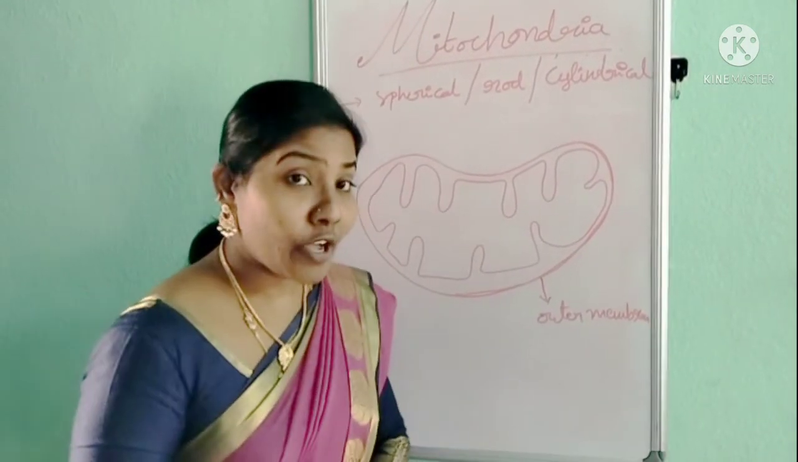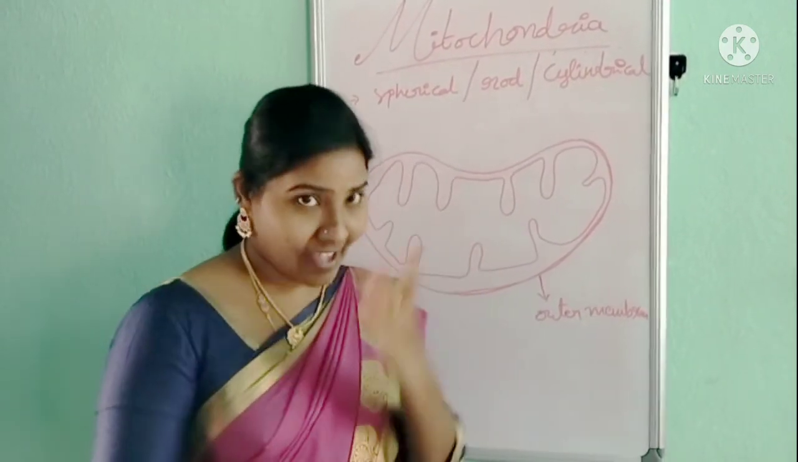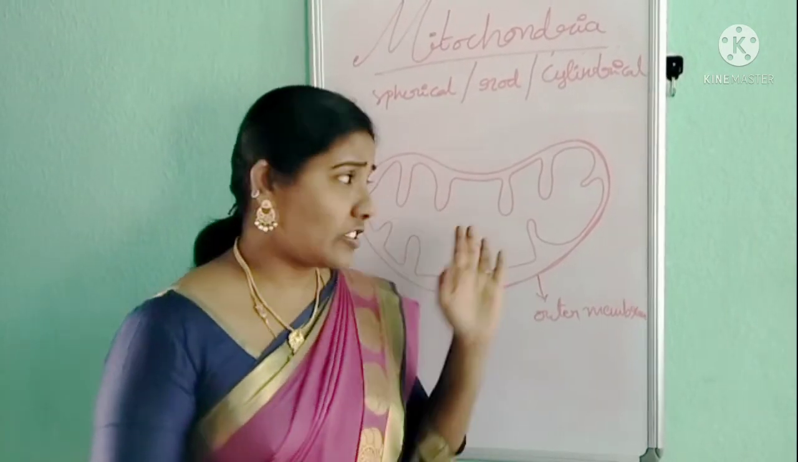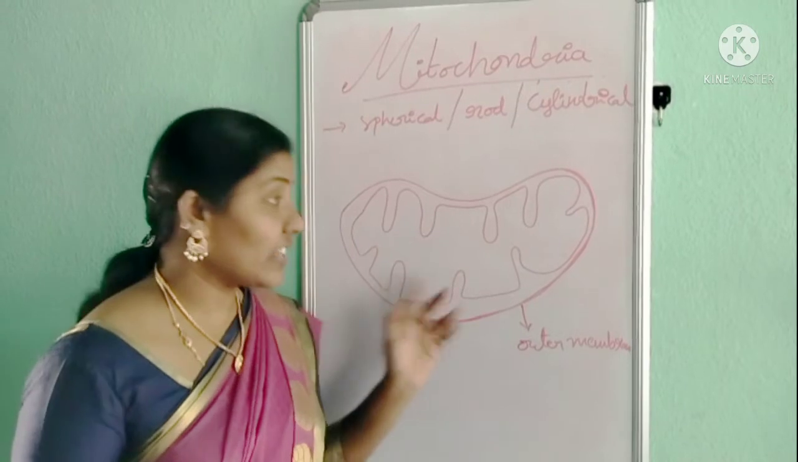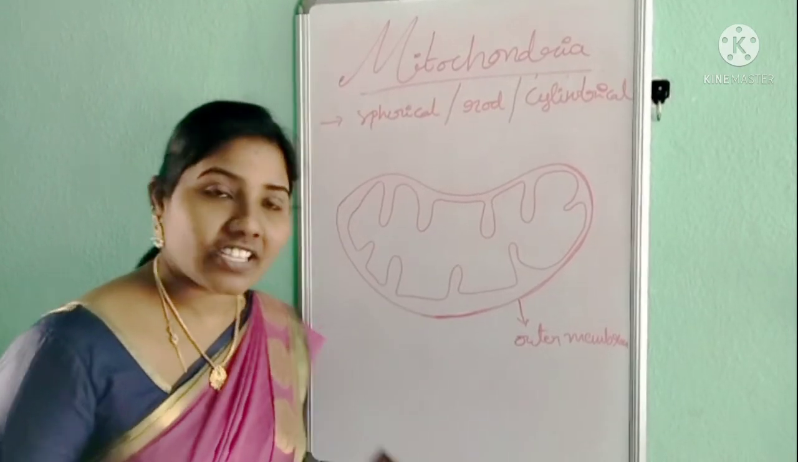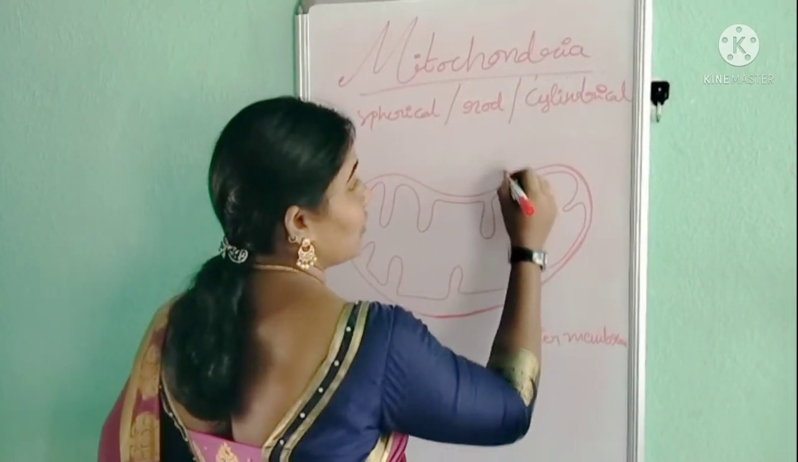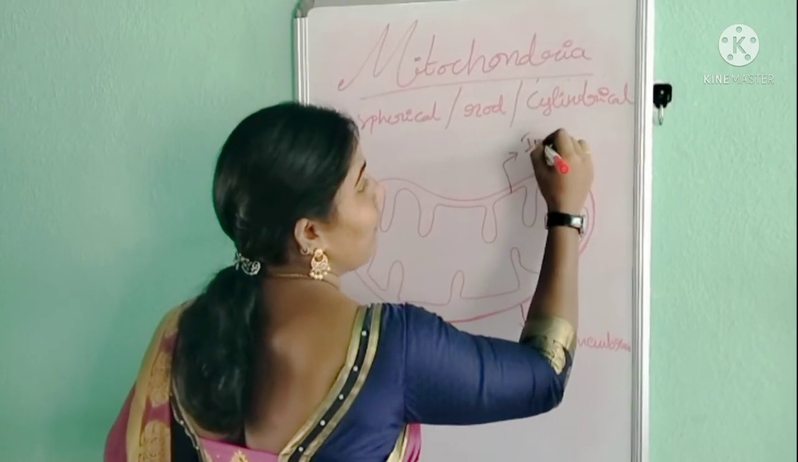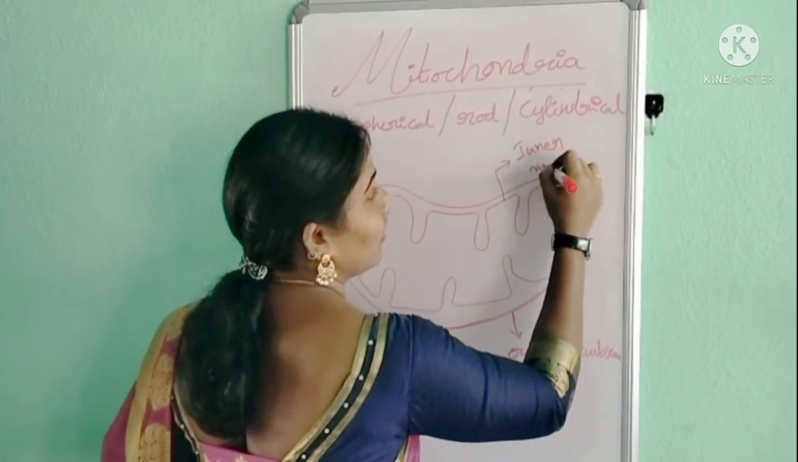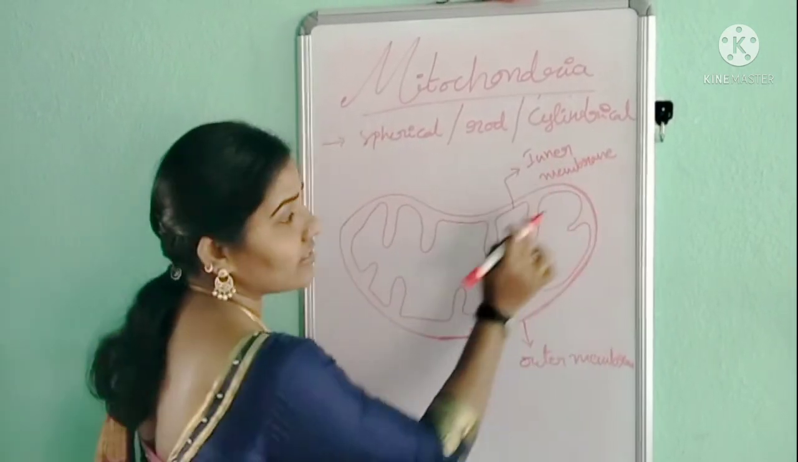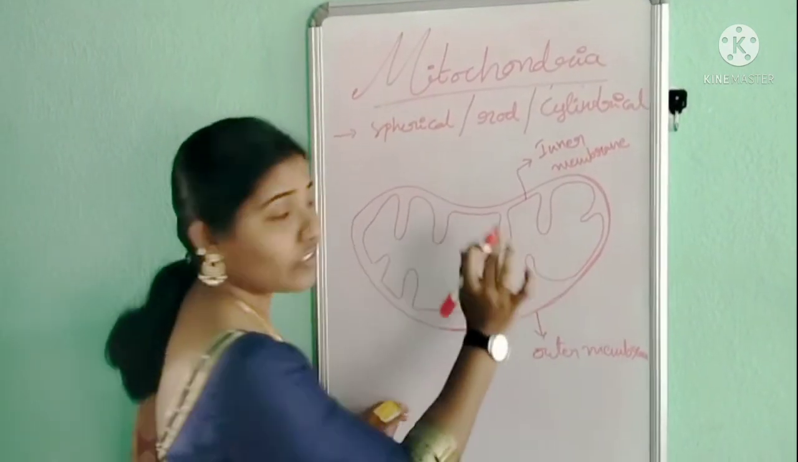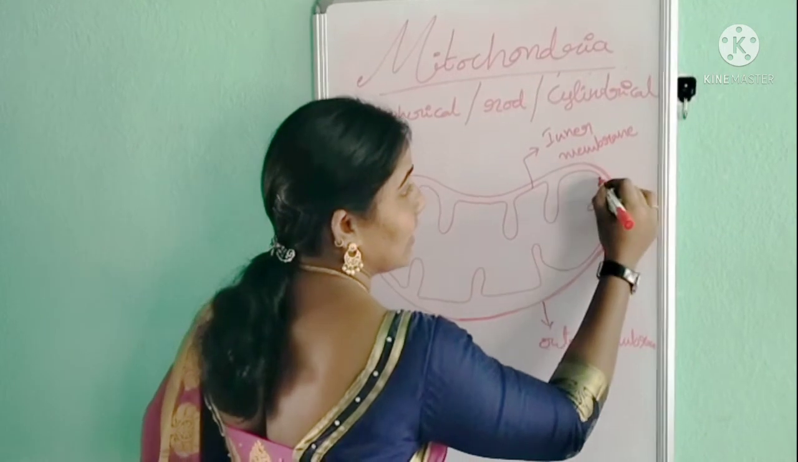Children, do you observe these foldings look like our fingers? So these are called human fingers? No, just kidding. These foldings are called cristae. And this is called the inner membrane. It has so many foldings, and this structure is called cristae.